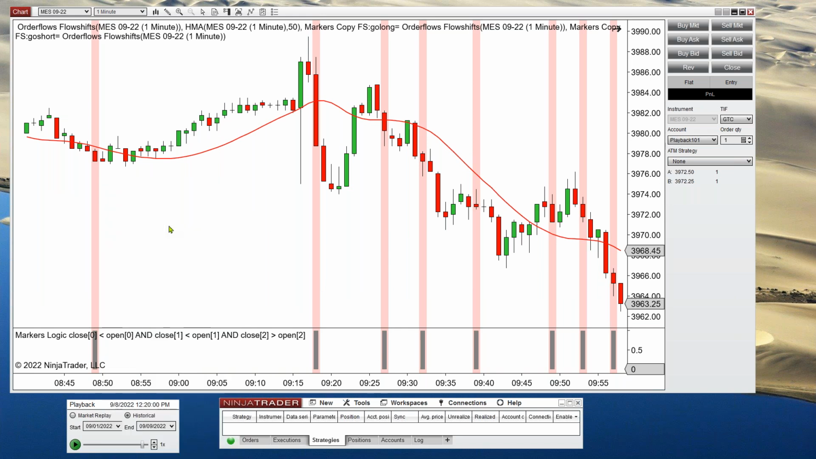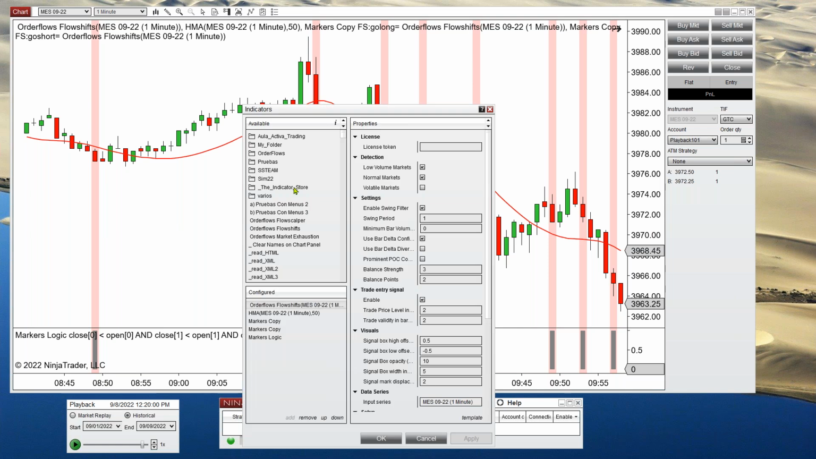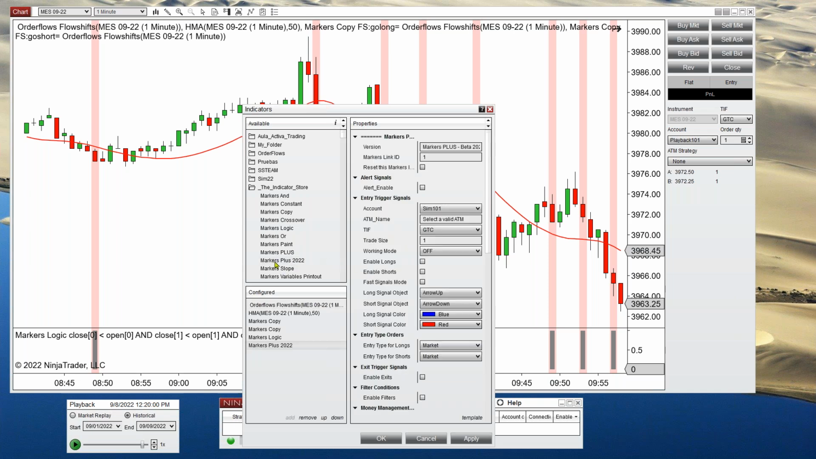Example, when I add markers, this is a beta, sorry, the last available release is 2021. I am just about to release the version for this year, but this is in beta version. Okay, fast signal mode, trading go long and go short.